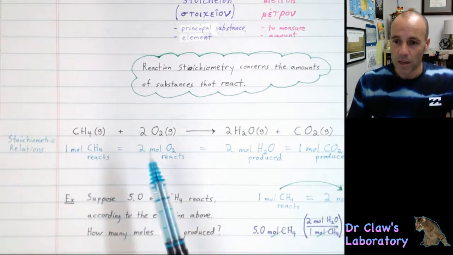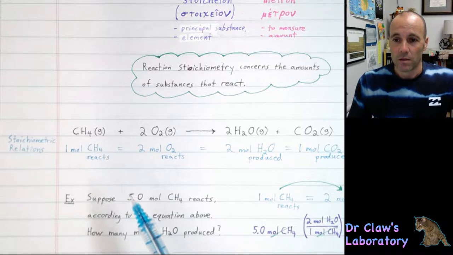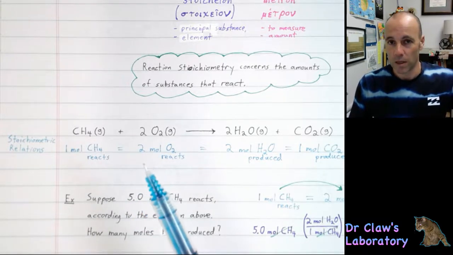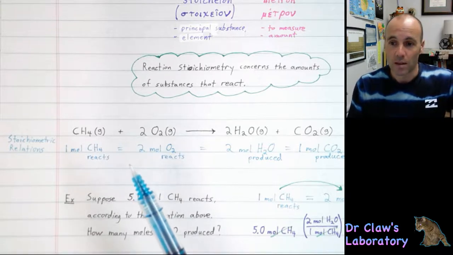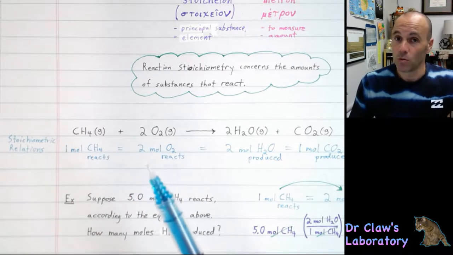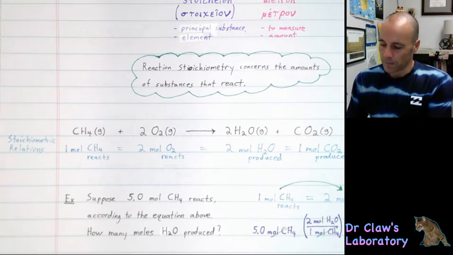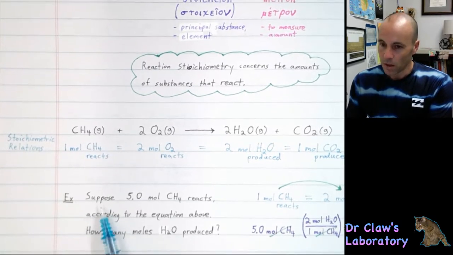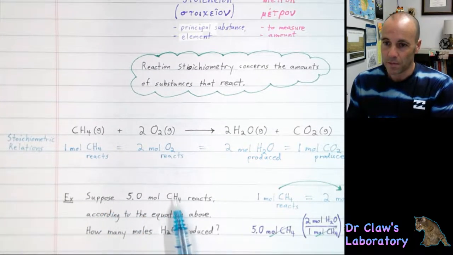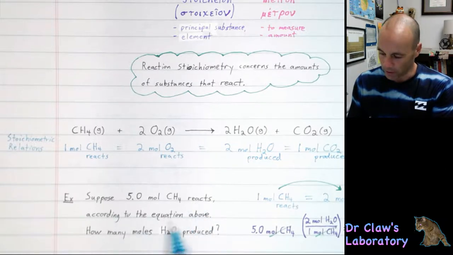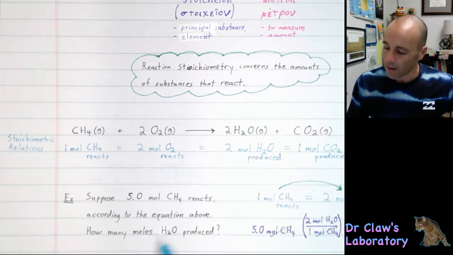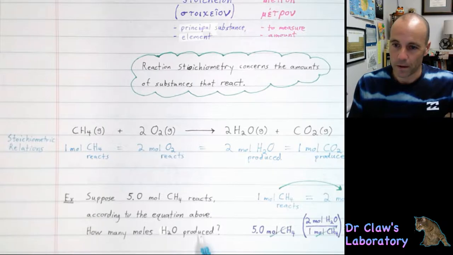And from these relations, we can use them to predict how much reactants and products are supposed to react. So for instance, suppose 5 moles of methane reacts according to the equation above. Then how many moles of water are produced? Okay, a simple question.